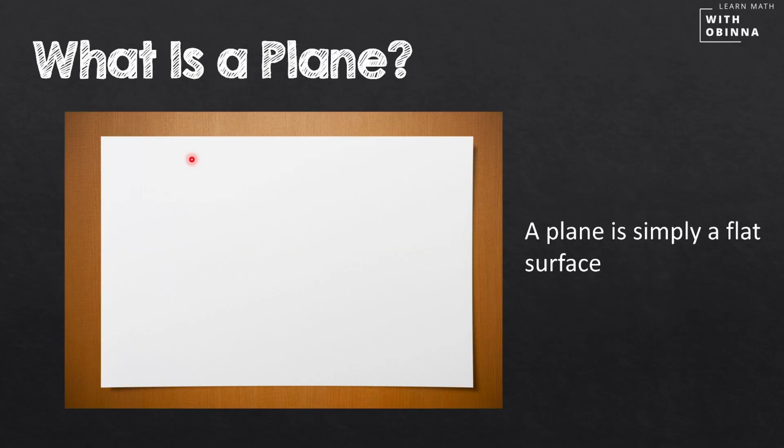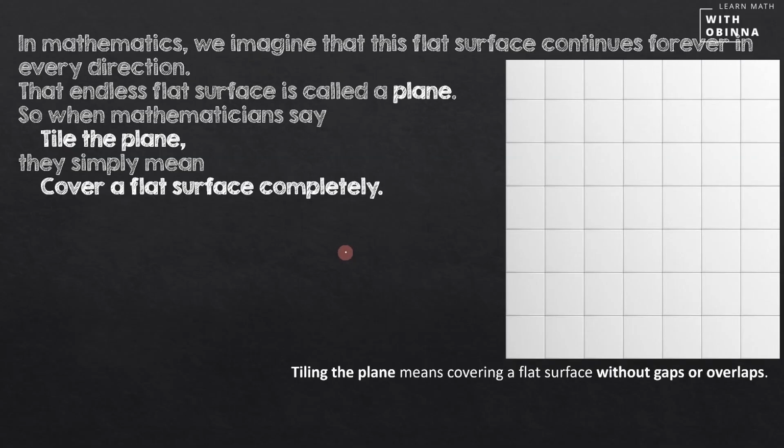So before we start, first we'll understand what a plane is. Then from there, we'll talk about what tiling is, what area is. Now, what is a plane? So a plane shape is simply a flat surface. The key word there is flat surface. It can be your classroom floor, it can be a table, it can be a sheet of paper, it can be a football field. In maths, we consider that this flat surface continues forever in all directions. So that endless surface is called a plane.